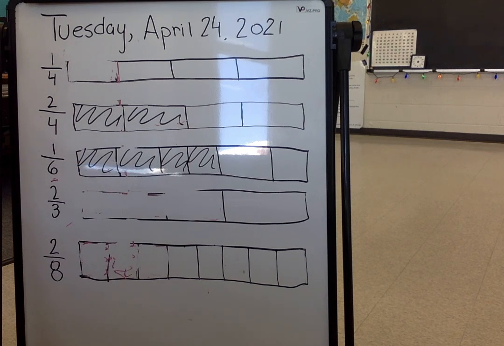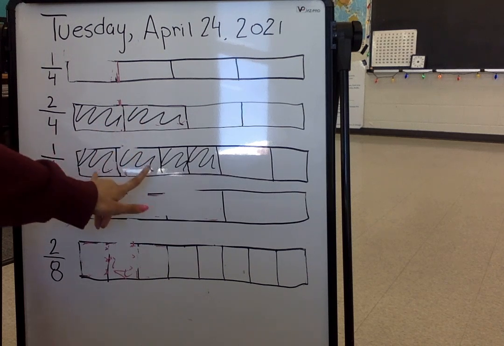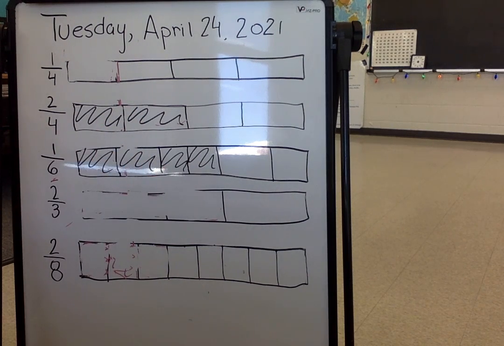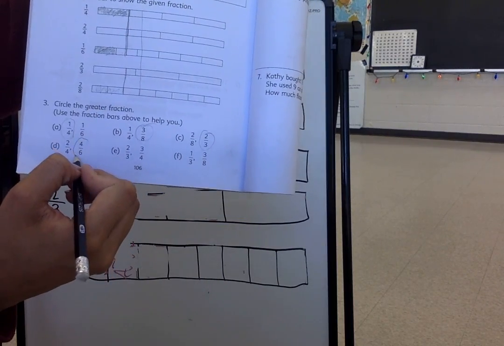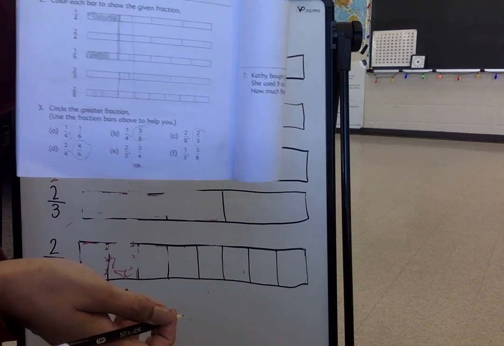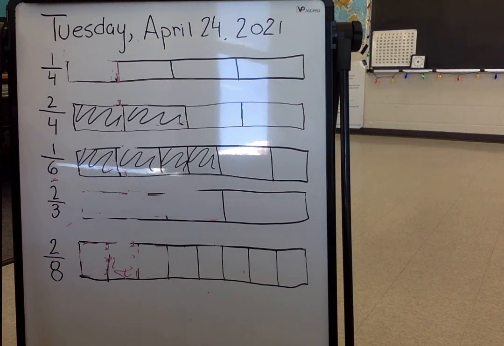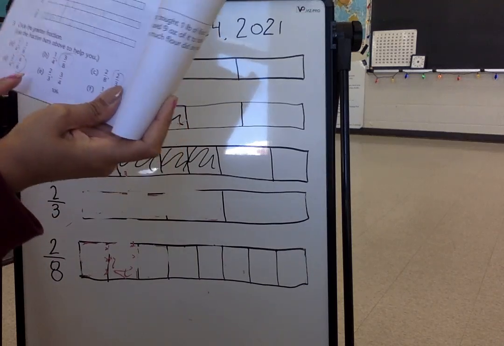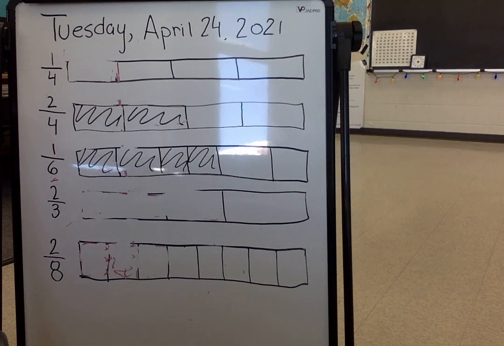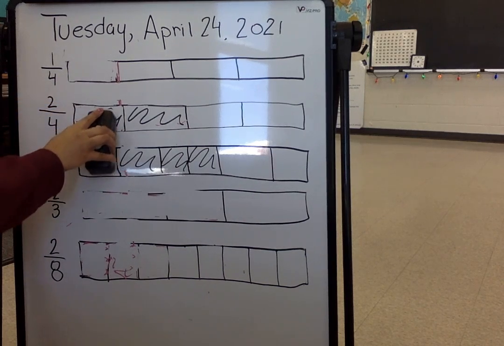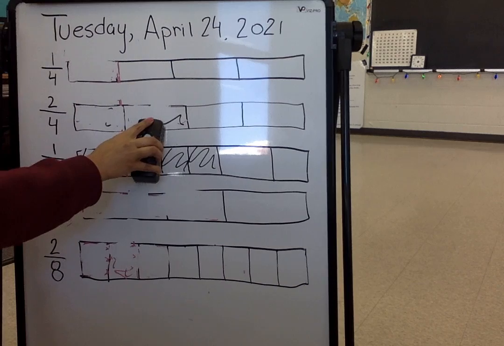Tell me which one is bigger. Is 2 over 4 bigger or 4 over 6 bigger? It's obviously 4 over 6, right? So you are going to circle 4 over 6. Okay, let's move on to question E. Question E is 2 over 3 or 3 over 4. So let's color these so that we can see which one's bigger.